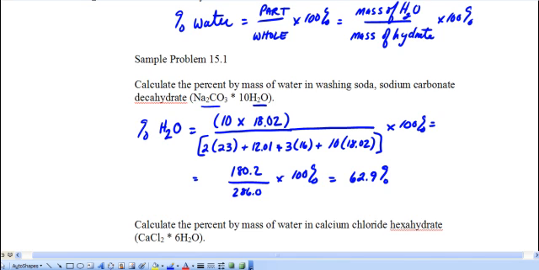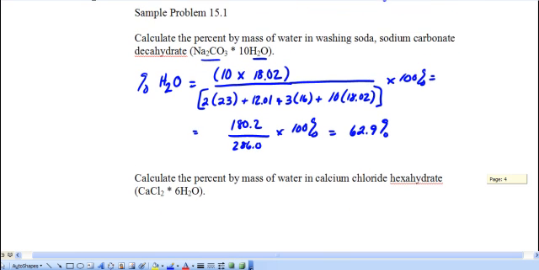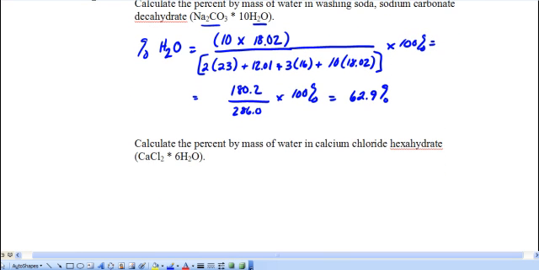Okay? Let's try another one. And feel free to pause this if you want to try this one on your own, then restart it to double check yourself. We're going to calculate the percent by mass of water in calcium chloride hexahydrate. So again, your percent water will be the mass of the water, which is going to be 6 times your 18.02, divided by the total mass of the compound.